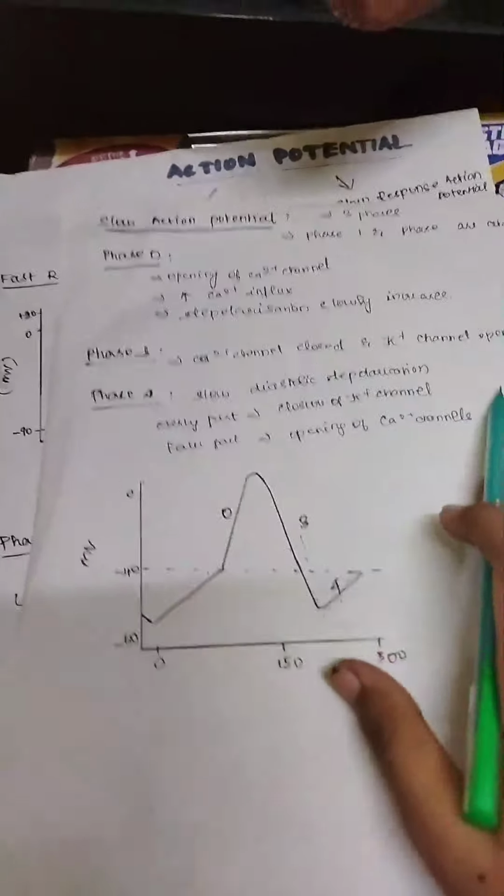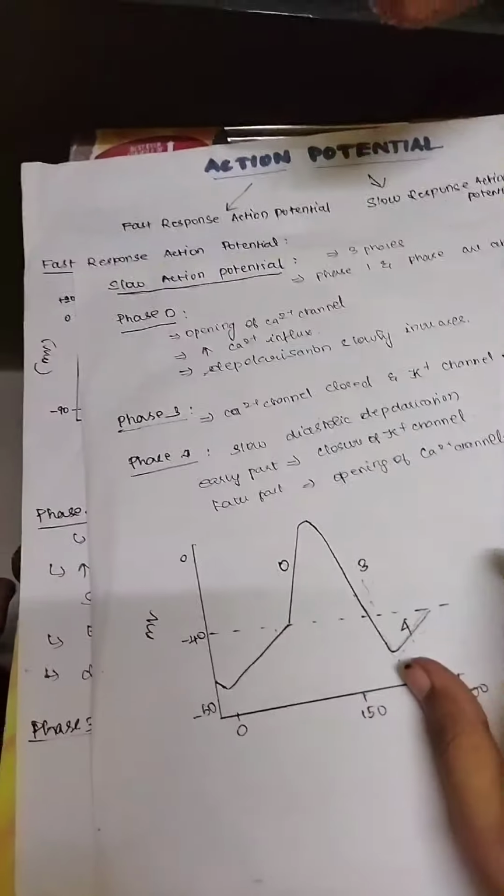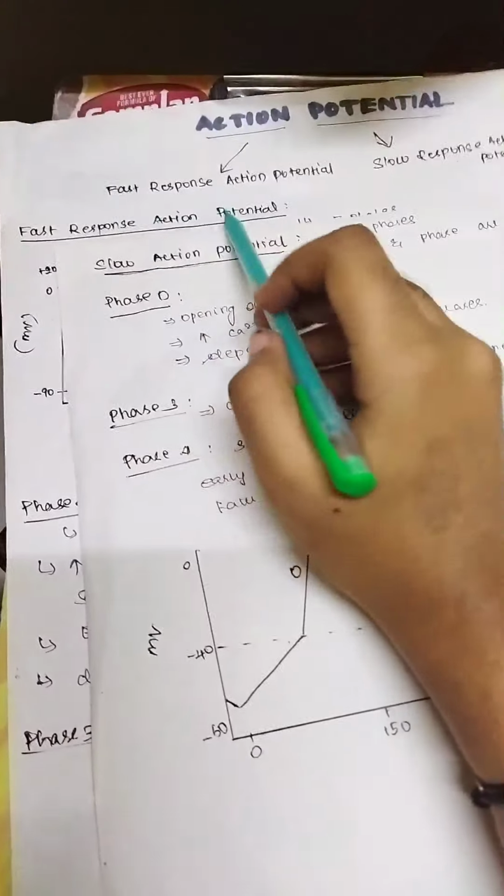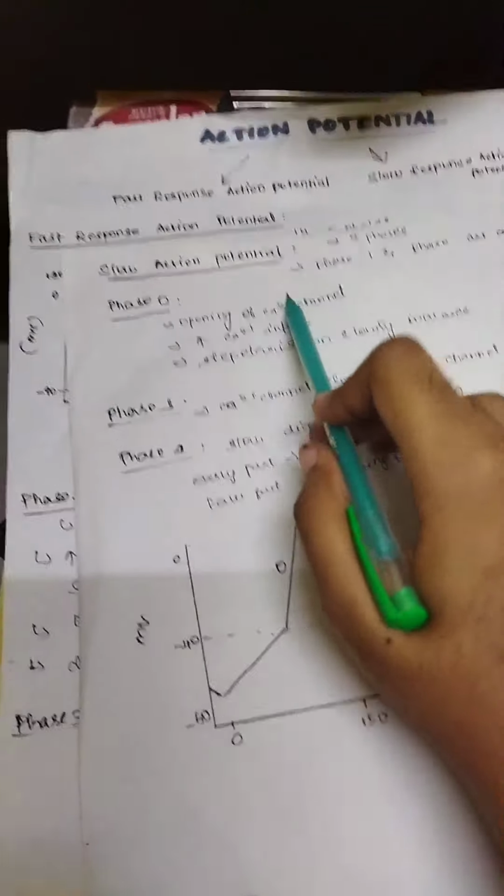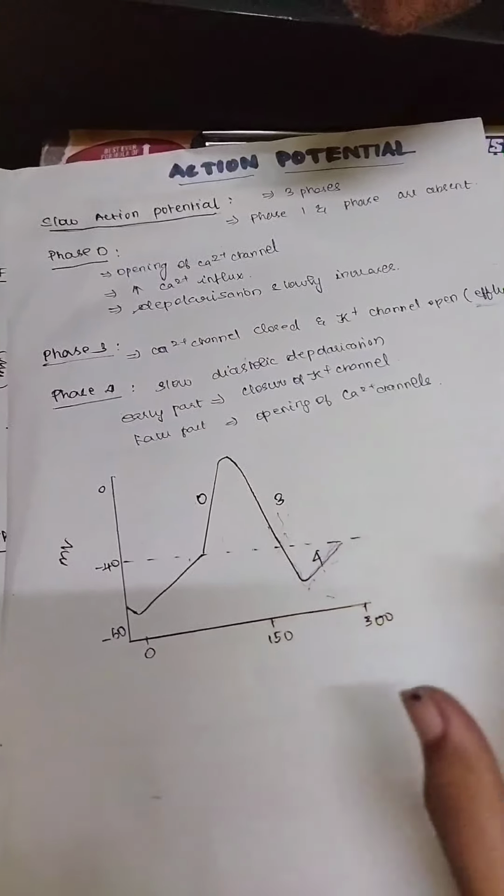So this is all about the fast action potential and the slow action potential. The slow action potential takes place in the SA node, and this one takes place in the AV node. So this is all about this, and thank you.